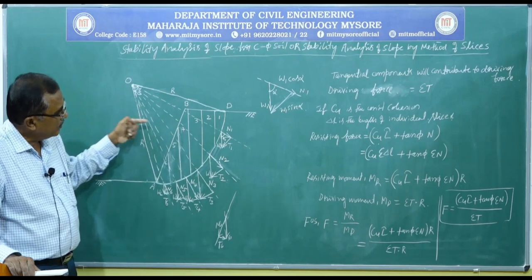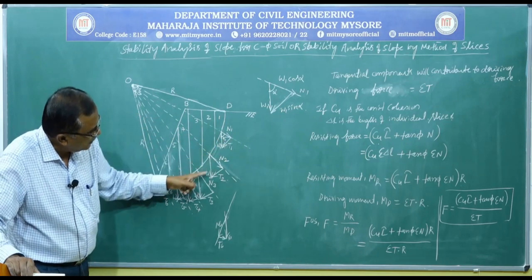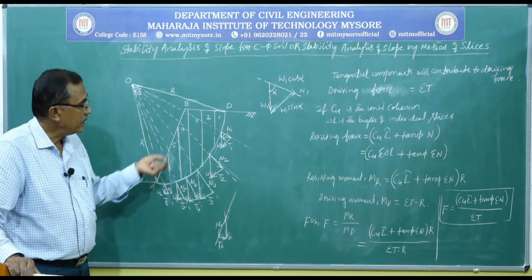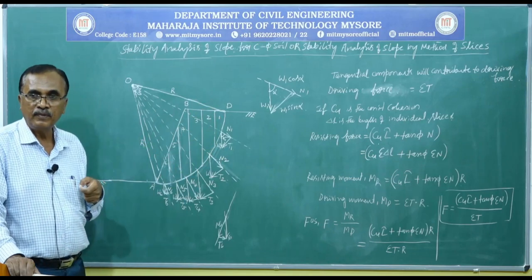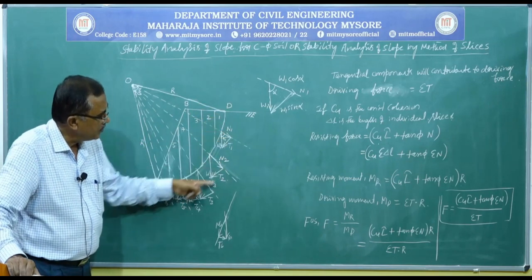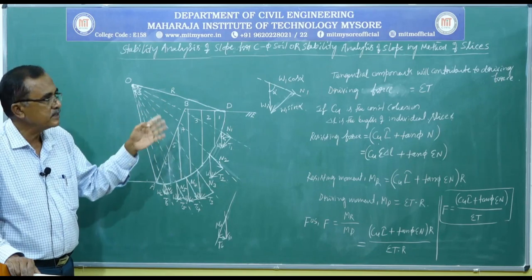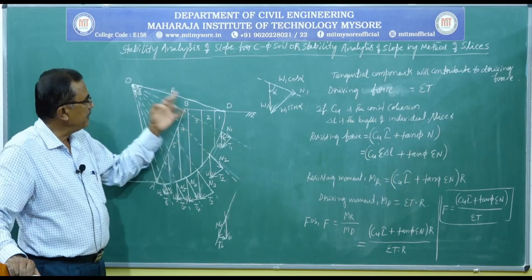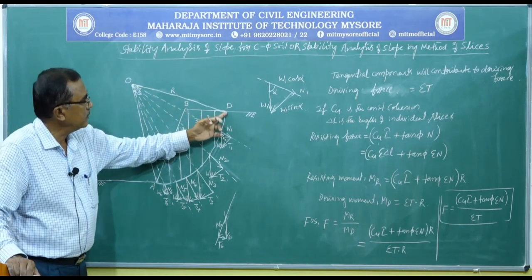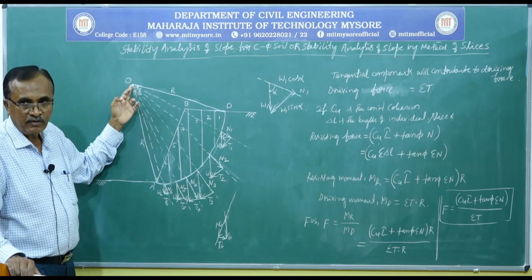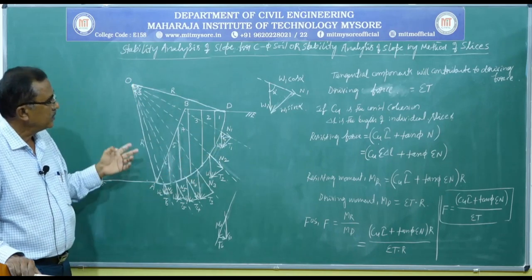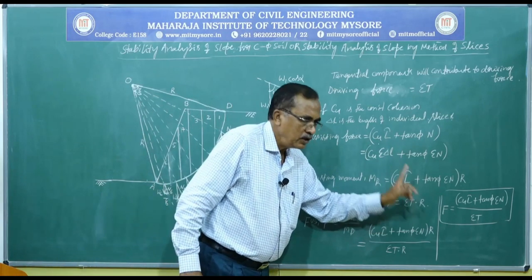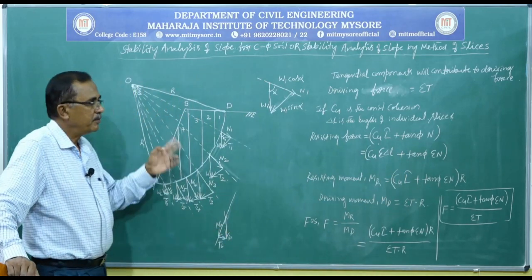Here you can see all the tangential components acting in the downward direction, T1, T2, T3, T4 like this, and they are contributing to the driving force. The sum of all the tangential components is equal to sigma T, that is equal to the driving force. This driving force multiplied by R, the perpendicular distance with respect to the axis of rotation for each T1, T2 and so on, gives you the moment. So driving moment is equal to sigma T into R, the sum of the tangential components multiplied by the radial distance R.